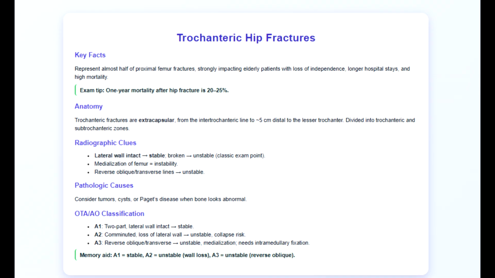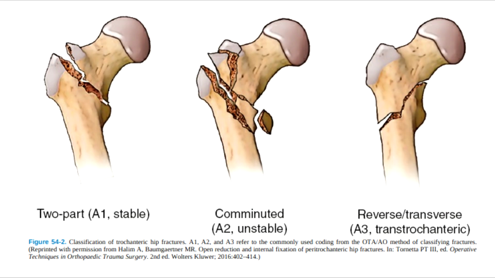We now turn to classification systems, which are central both for clinical practice and for exam preparation. Historically, many systems have been proposed. Boyd and Evans described one in 1949, and Mueller introduced the AO system in 1990. However, the most widely used and tested today is the OTA-AO classification, which is practical, reproducible, and internationally accepted. The OTA-AO system divides trochanteric fractures into three main types: A1, A2, and A3. These are shown clearly in the colored schematic illustrations.